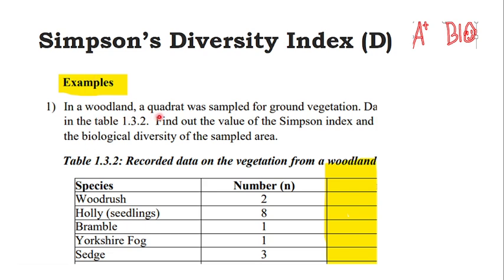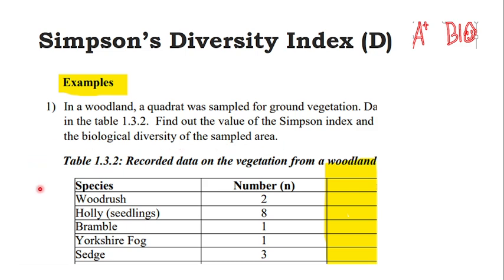A wooden quadrant was sampled for plant vegetation. Data in the table. Find out the value of Simpson index, which is D, and the biological diversity of the sampled area.